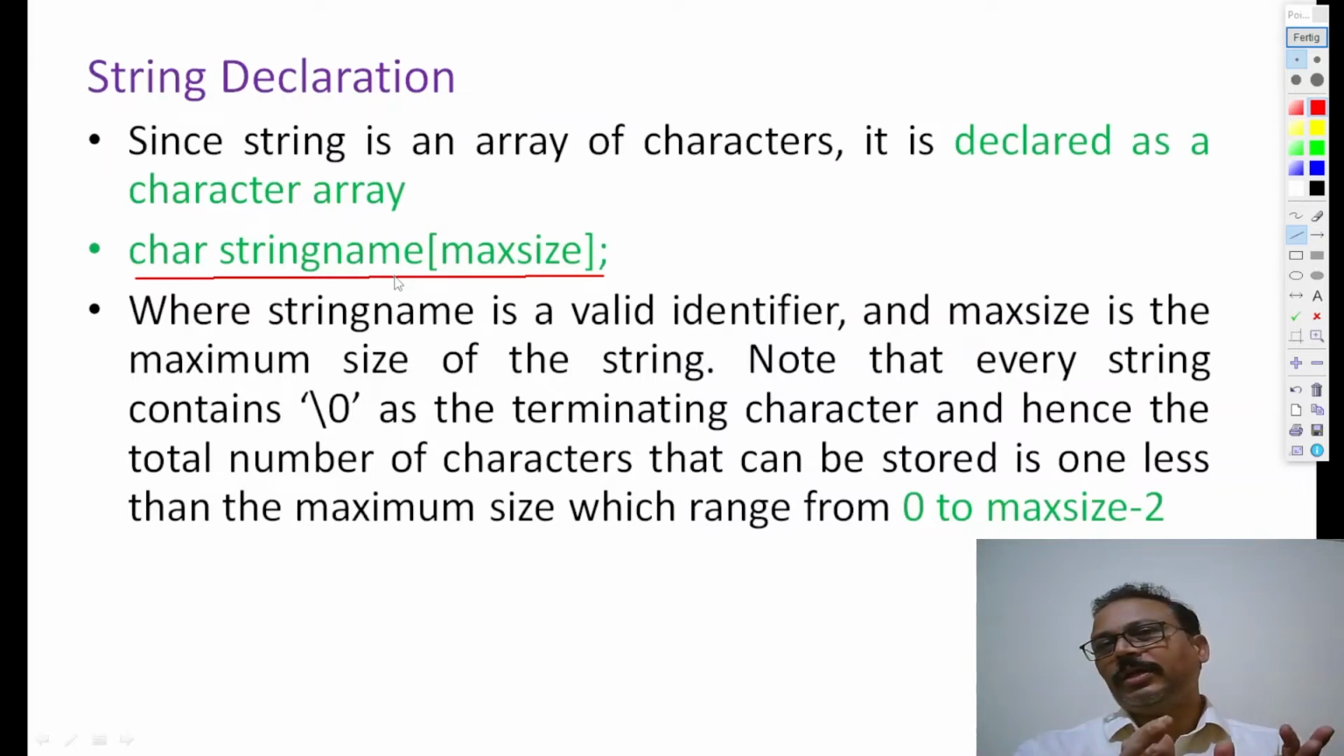Now again, in the C language, indexing starts at 0. So at what positions are these characters stored? You can store a total of max size minus 1 characters, so these characters are stored from 0 to max size minus 2. That is, string name of 0 to string name of max size minus 2. String name of max size minus 1 will be slash 0.